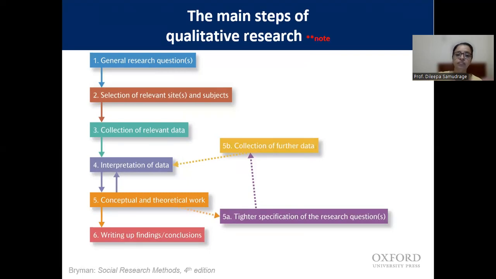So you start from general research questions. I told you in qualitative research, at the beginning you don't have an exact research question that you want to study, right? So you start from a research interest. Then you collect data, then you develop your propositions, right? So you have a general research question. We will study this one using an example.